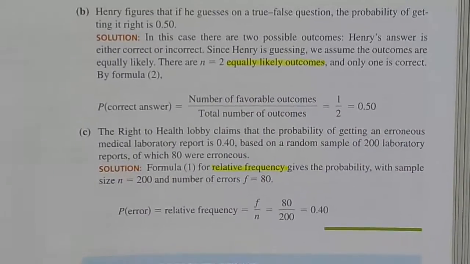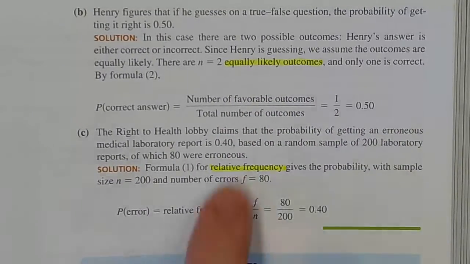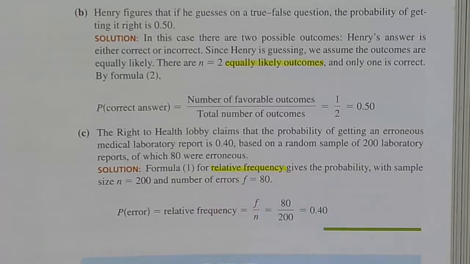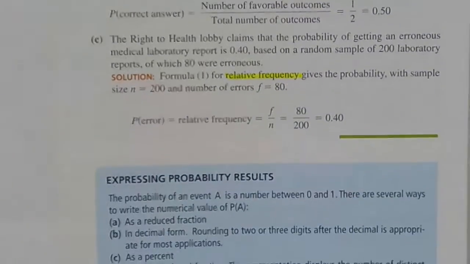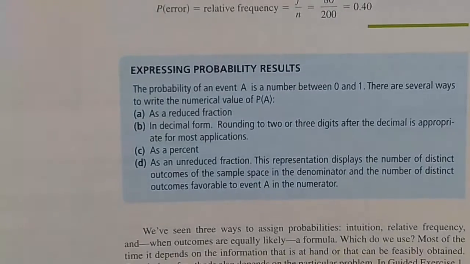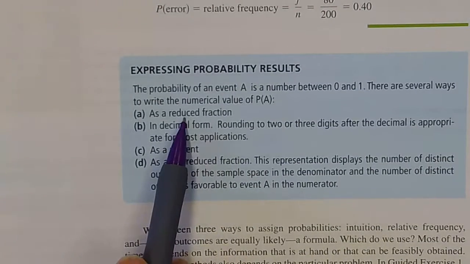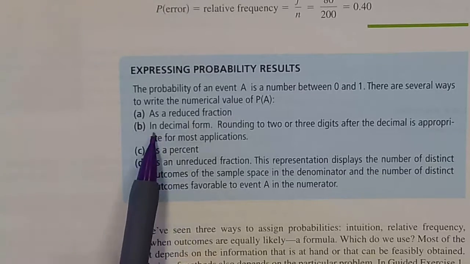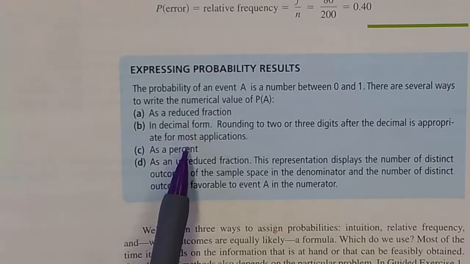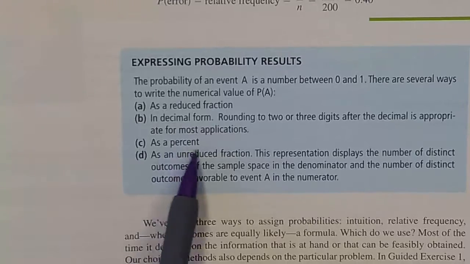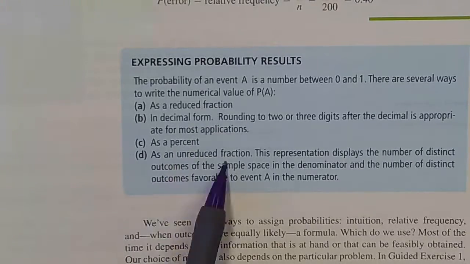And then the last one was based on results, based on data, relative frequency. Now when we express these probabilities, there are a lot of different ways we could do this. If it's going to be in fraction form, typically we reduce it if it seems reasonable to do that. We can also report it in decimal form. We can take decimals and change them to percents, which a lot of times us humans like, because it makes sense to us. And also you can keep it as an unreduced fraction.